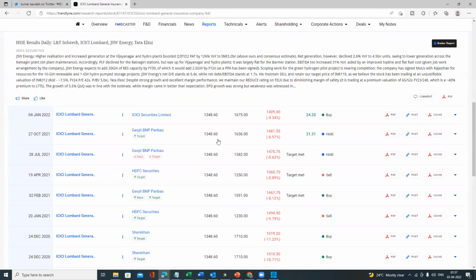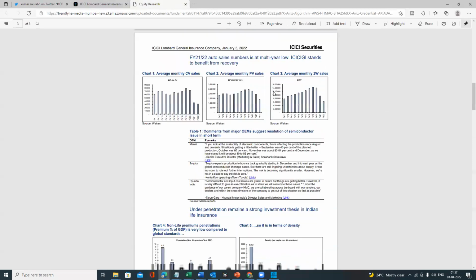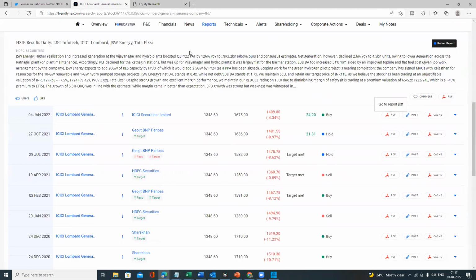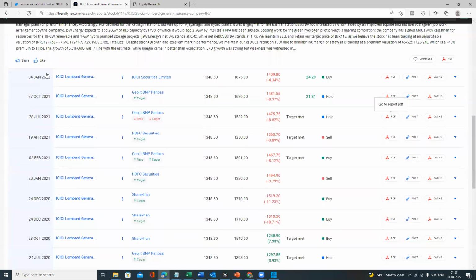And if you want to read them, you can click on this PDF. And once you click on the PDF, you have this brokerage report available, and then you can read it and get a sense of the business. So you don't need to search 1,000 places. Everything is available in one place in chronological order.